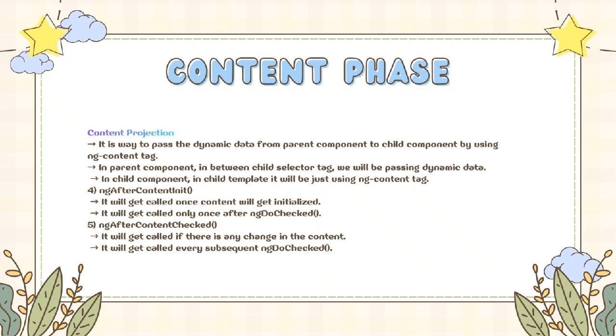In the content phase we have two: ngAfterContentInit and ngAfterContentChecked. ngAfterContentInit will be called once the content is initialized, and it will be called only once after ngDoCheck. And the next is ngAfterContentChecked. It will be called if there are any changes in the content, and it will be called after every subsequent ngDoCheck.